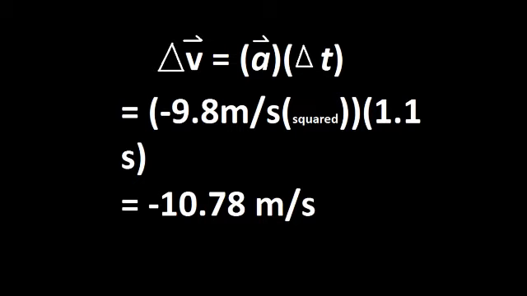In our case, it is negative 9.8 meters per second squared times 1.1 seconds. Now you might be wondering, why is it negative 9.8 meters per second squared and not positive 9.8? That's because downwards is considered a negative value. So after plugging everything into the equation, we get negative 10.78 meters per second. This means that I had a speed of 10.78 meters per second downwards when I hit the water.